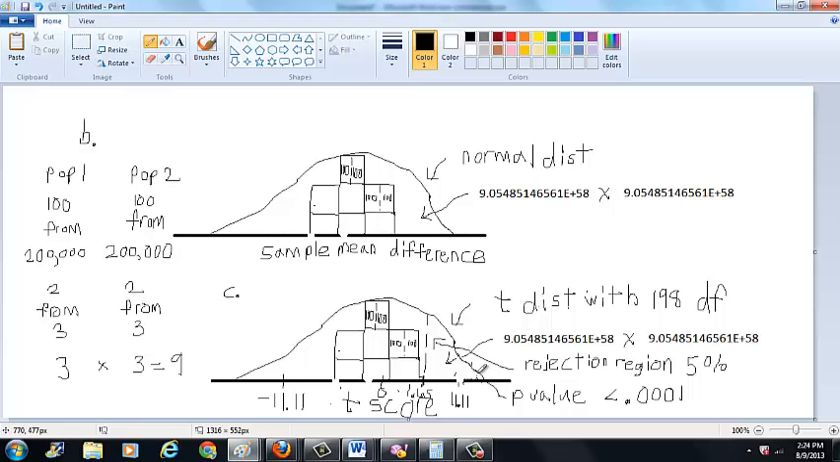Our test statistic is down here at negative 11.11. And we can draw an X right here to show that this is where we collected our sample from, our 2 samples.